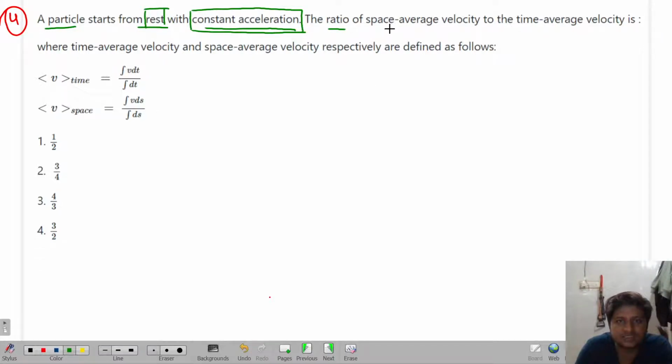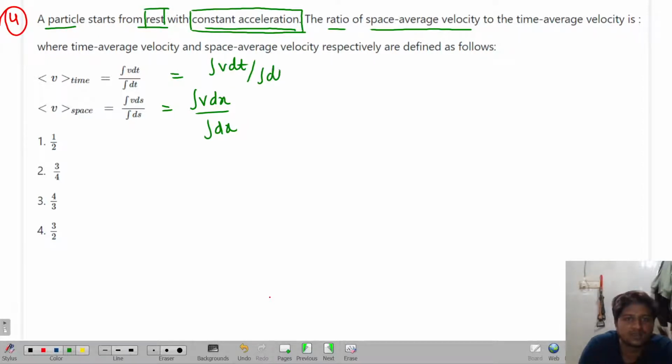It is asking the ratio of the space average velocity. Space average velocity is integral v ds, if I simplify it for you. Space is represented by x, so it will be integral v dx divided by integral dx. And this is integral v dt divided by integral dt. It is asking to find the ratio of the space average velocity to the time average velocity, which are defined as follows. Can anyone solve it? I think this will be a hard question for you. You might not have seen these kinds of things.